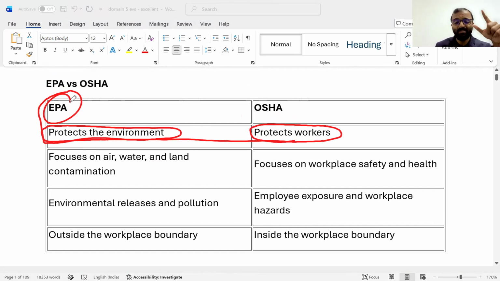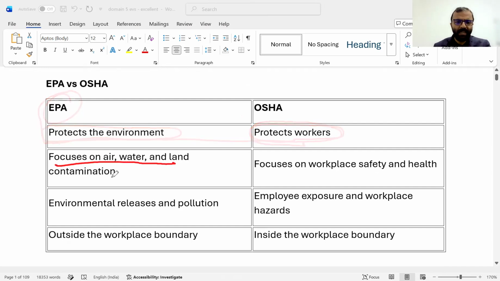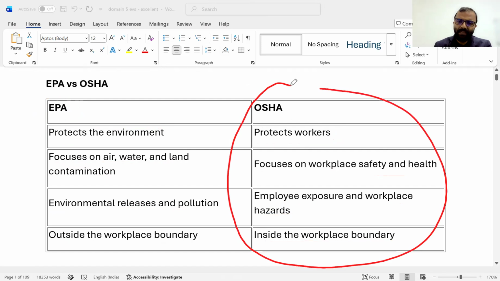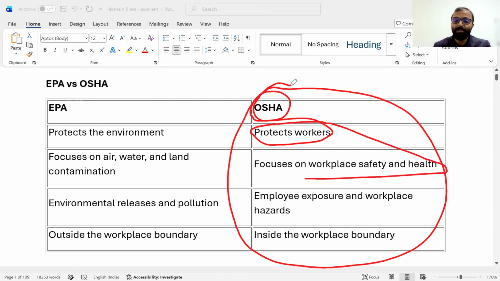This is very simple. But the question is, if some kind of environmental leak, some kind of chemical leak happens in the workplace, then who is responsible? So this is a tricky question. That is how they will ask it. We will check. EPA focuses on air, water, and land contamination, environmental release and pollution, environmental exposure, outside the workplace boundary. OSHA focuses on workplace safety and health, workplace hazard, inside the workplace boundary. So OSHA is inside the factory, inside the workplace. Workplace health and safety, they will be checking.